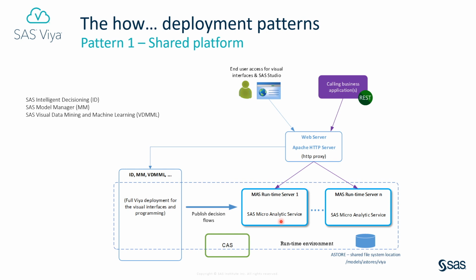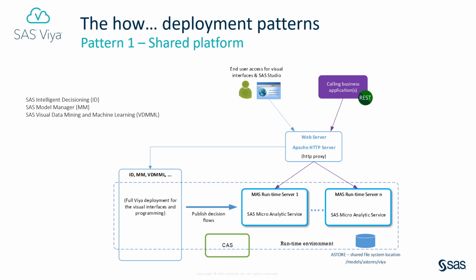As shown, the SAS Micro Analytic Service, or MAS, can be scaled horizontally, so I can have one or more servers running here. When scaling out like this, I need a shared file system location for the analytics store, the A store data. And at the top we can see we've got our end users of the visual interfaces and programming, for example SAS Studio, accessing the platform through here, and our business applications calling the MAS service are also coming through here. So that is the shared platform.